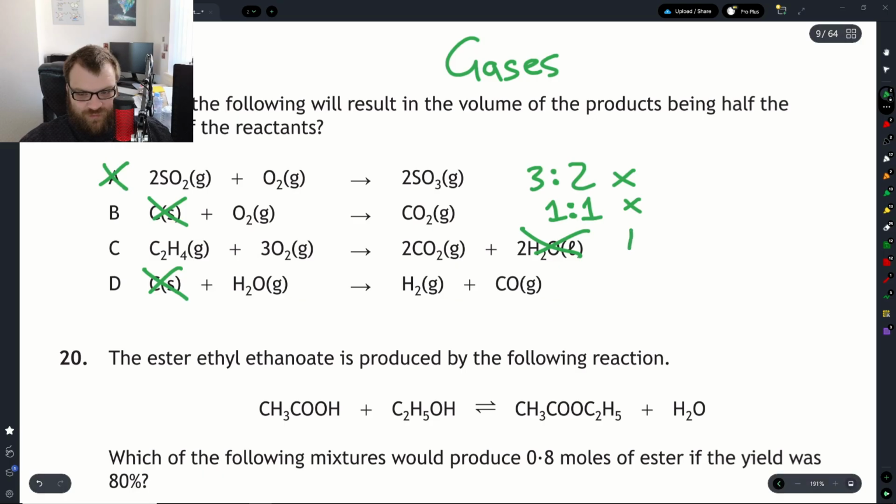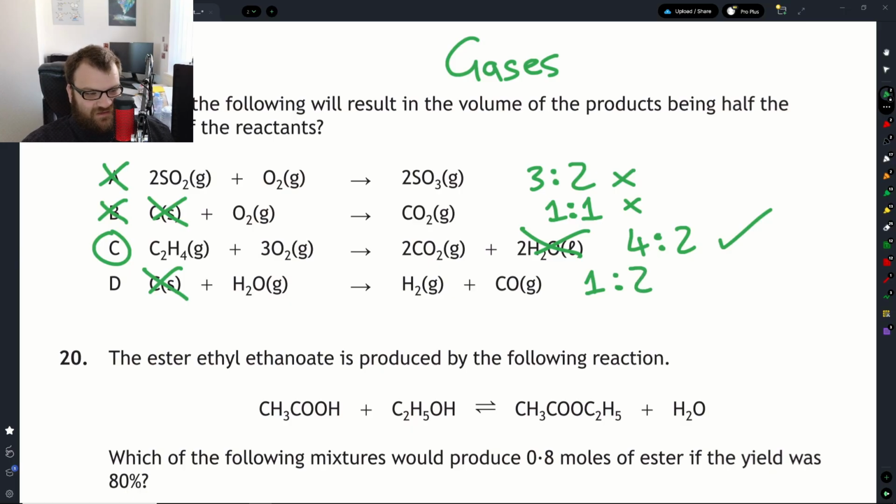We then have 4, 2, so our products are half of the reactants. And then the last one, you have 1 to 2, the other way around, where the products would be greater than the reactants. We can rule that one out, making C our correct answer.